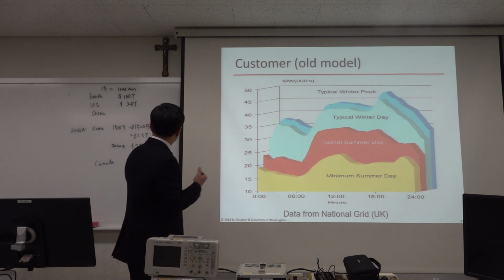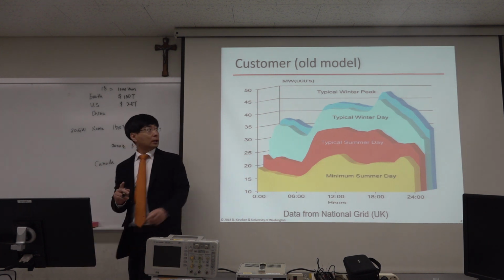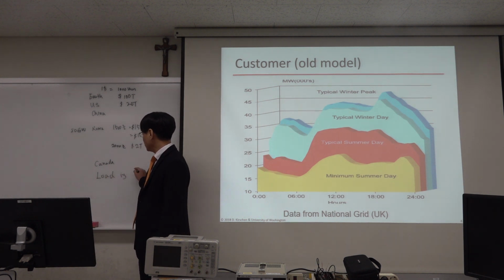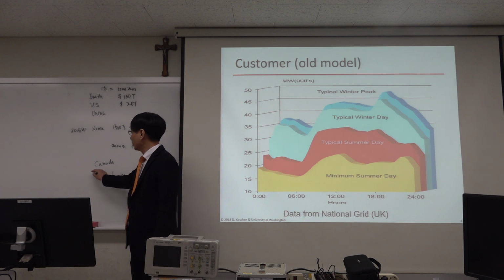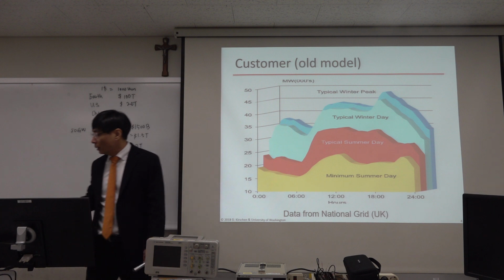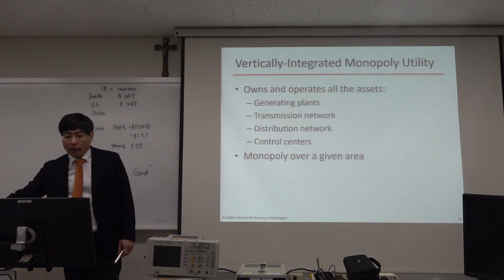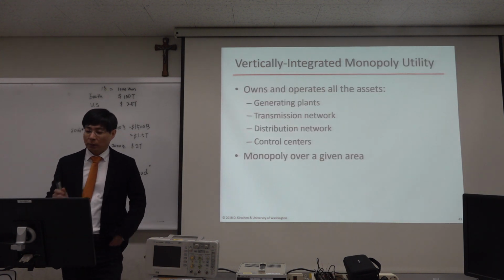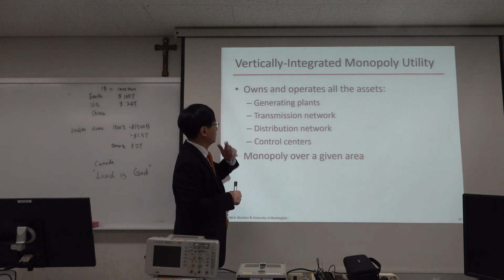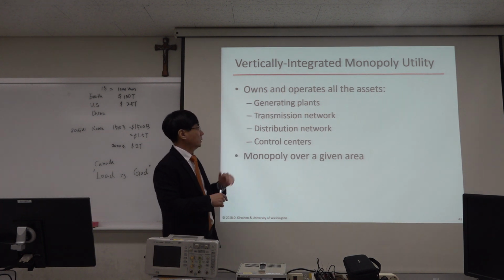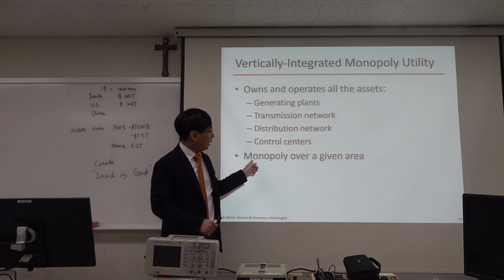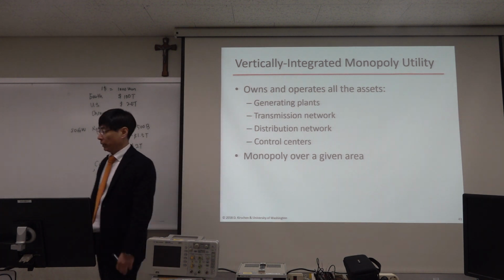So in that sense, in the old model, the load was called the load. This is an old phrase, okay, that reflects the old model. And in the vertically integrated monopoly utility case, they own and operate all the assets: generating plants, transmission network, distribution network, and the control center. And this monopoly is over a given area.